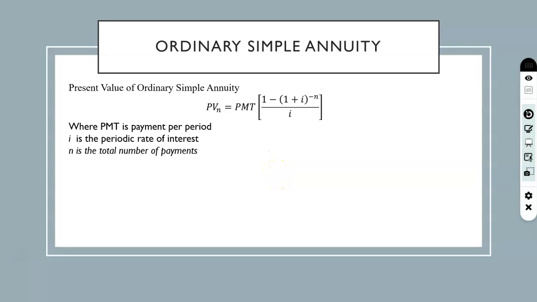In this video, we will see how to calculate the present value of an ordinary simple annuity. Present value of an ordinary simple annuity is denoted by PV_N, and is equal to PMT times (1 minus (1 plus i) exponent negative n) over i, where PMT is the regular payment at regular intervals of time, i is the periodic rate of interest, and n is the total number of payments. That is i, n, and PMT have their usual meaning.